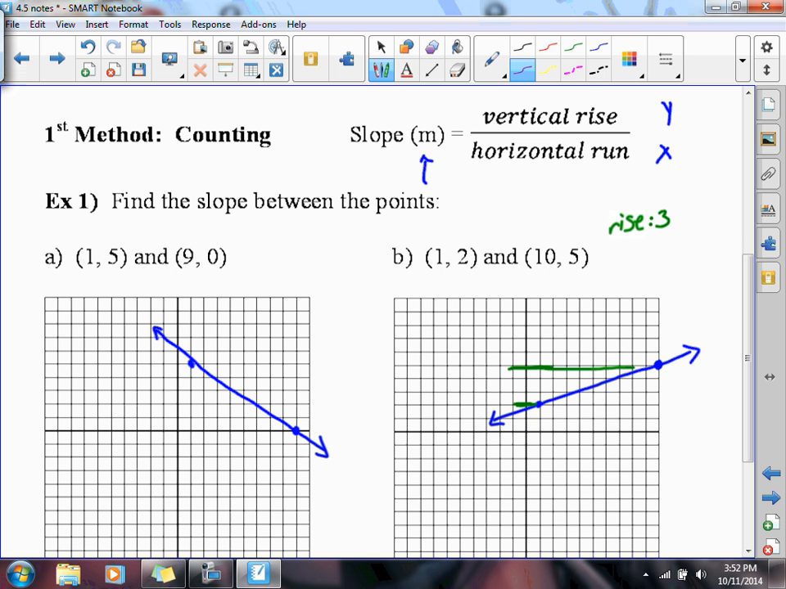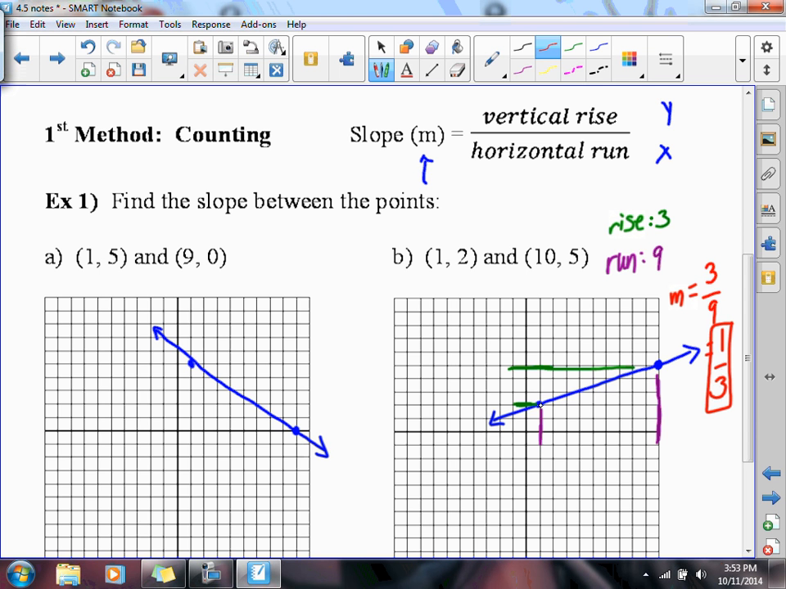And then to find my run, I'm going to look on the x-axis, the horizontal run. So again, the first point is down here at 1. And the second point was down here at 10. So to go from 1 to 10, I'd have to go 1, 2, 3, 4, 5, 6, 7, 8, 9 spaces. Now hopefully you did that faster in your head. Hopefully you did 10 minus 1 is 9. But then to find my actual slope, I need my rise over my run. So 3 over 9. I'm going to write it like a fraction. And I do want to reduce that to 1/3. So my slope for this line is going to be 1/3.